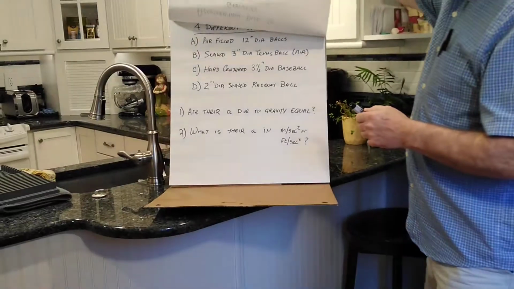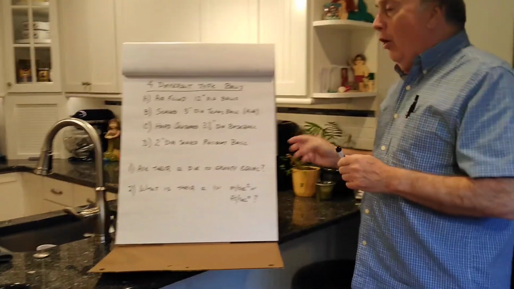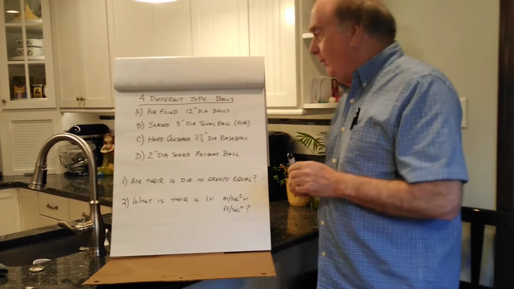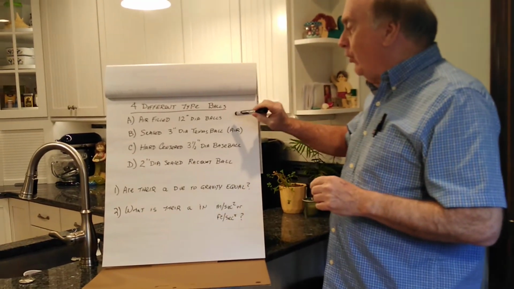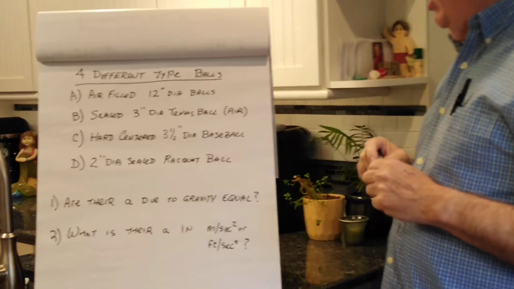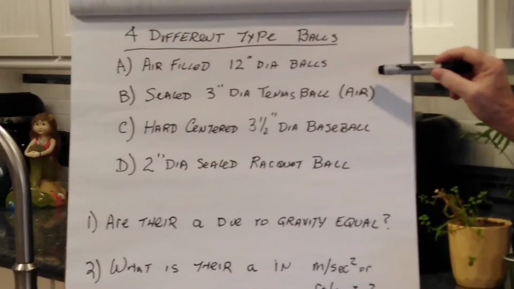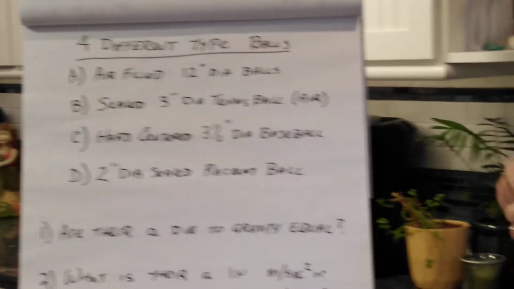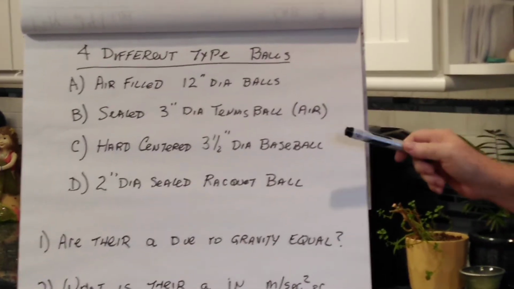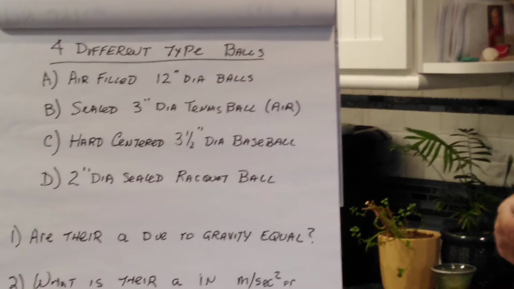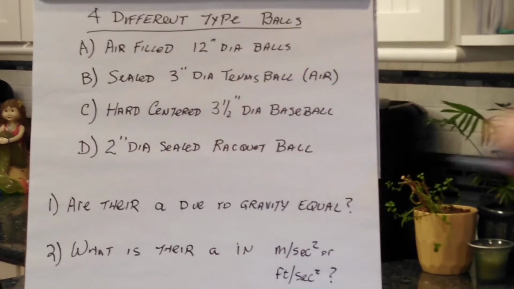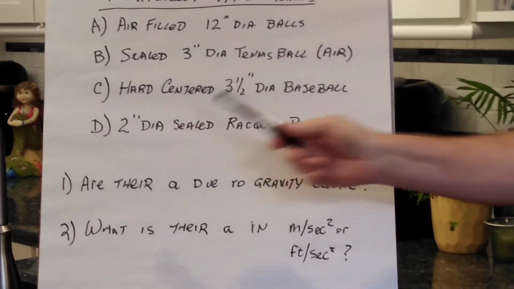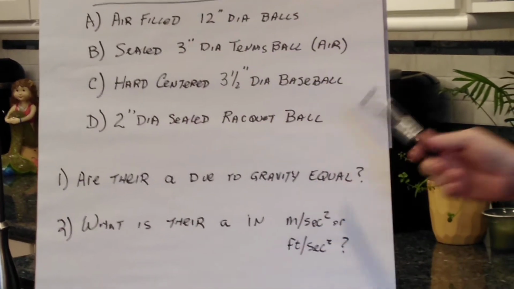Now, the things that we're specifically going to look at are 4 different types of balls. We're going to have an air-filled 12-inch diameter ball. We're going to have a sealed 3-inch diameter tennis ball, air in the center. We're going to have a typical baseball about 3.5 inches in diameter with a hard center. And we're going to have a 2-inch diameter sealed racquetball.